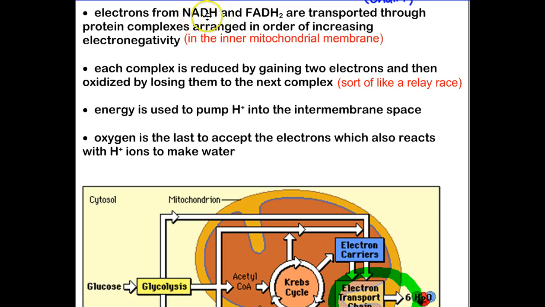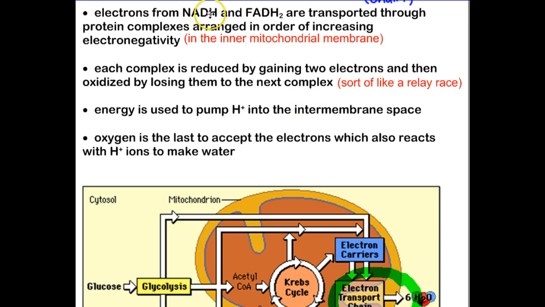So these guys are coming in. I'm just going to try and simplify this for you. They're going to give up their electrons in the form of hydrogen. Okay, so see how each of these guys have some hydrogens that they can release. So there's a bunch of proteins. I'm going to show you a picture in a second, but there's a bunch of proteins lined up along the inner mitochondrial membrane, and they're called protein complexes.